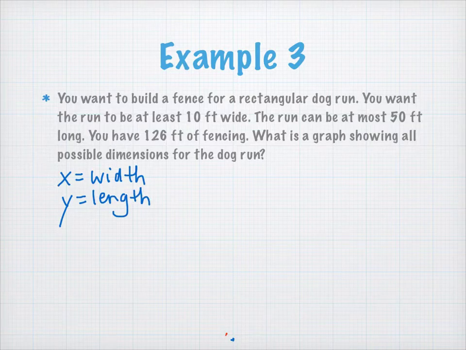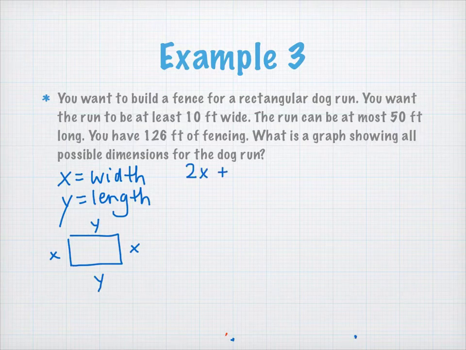Okay, you're building a fence for the whole thing, and you have 126 feet of fencing. That means that the perimeter of your rectangle has to be less than or equal to 126. Now, how do you find the perimeter of a rectangle? Well, you've got x, and you've got y and y. So you have two x's and two y's, and that sum has to be less than or equal to 126.